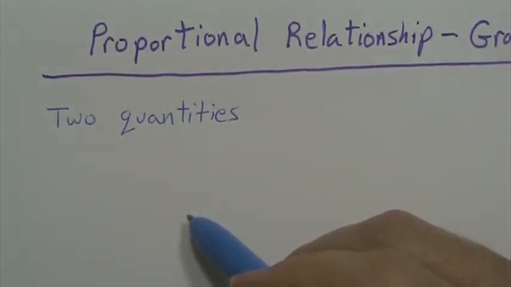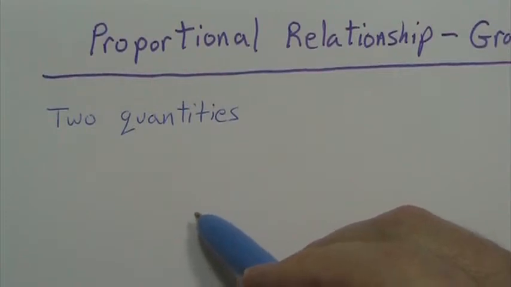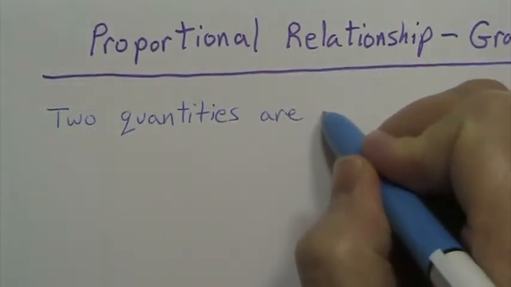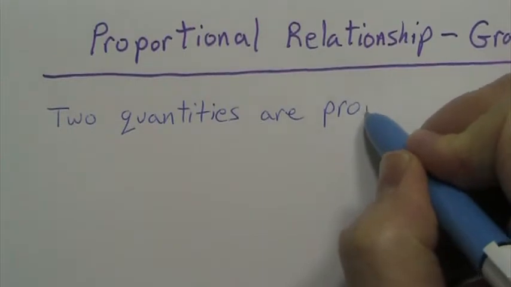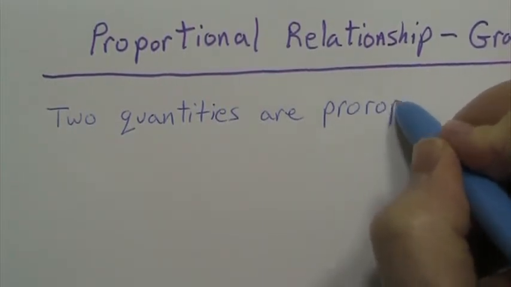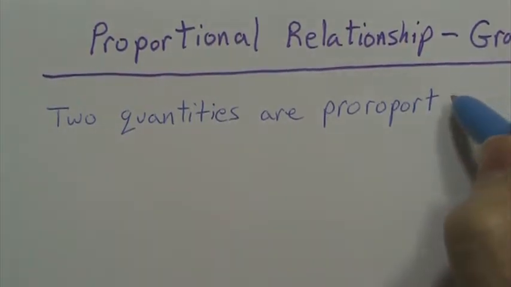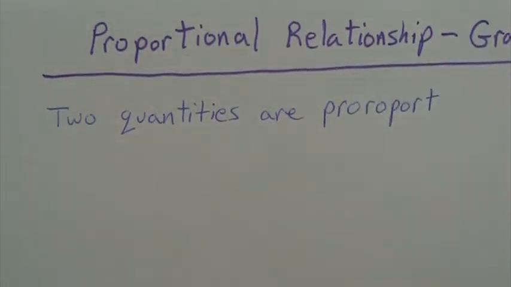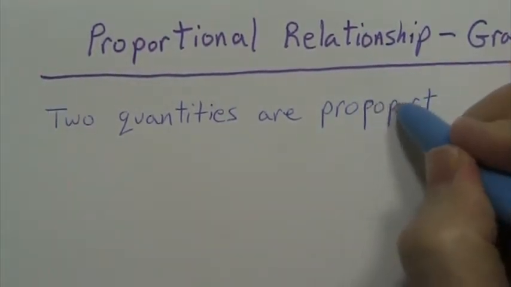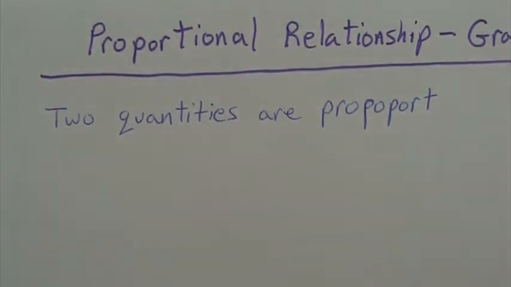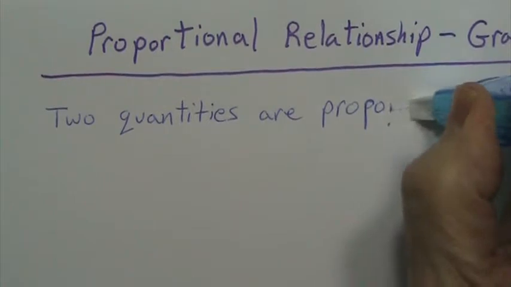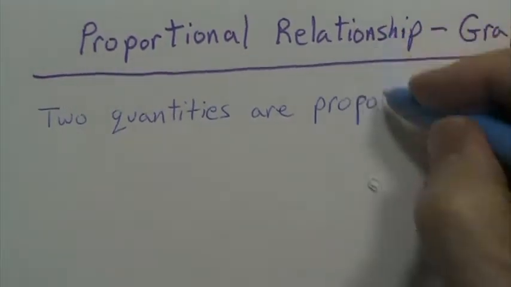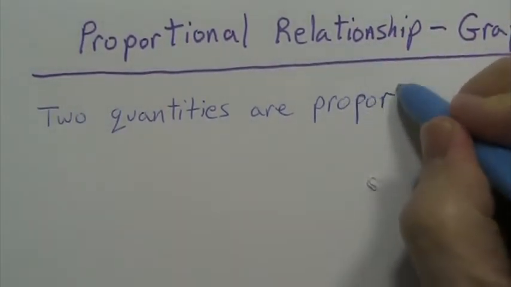Two quantities are proportional. Why am I misspelling it already? It's P-R-O-P. Oh, look, I have it spelled right there. Why am I misspelling it now? Sorry. Let me just cover that up. No editing here. Proportional.